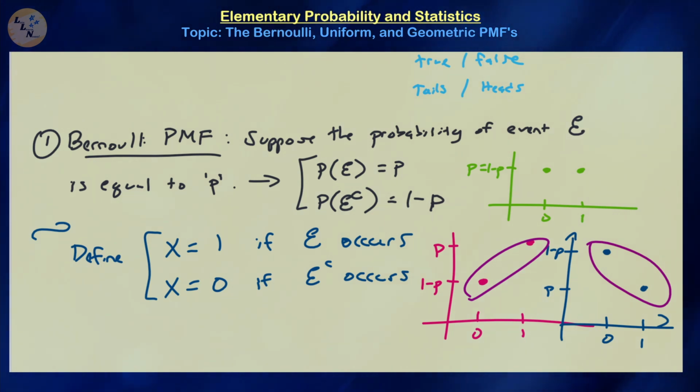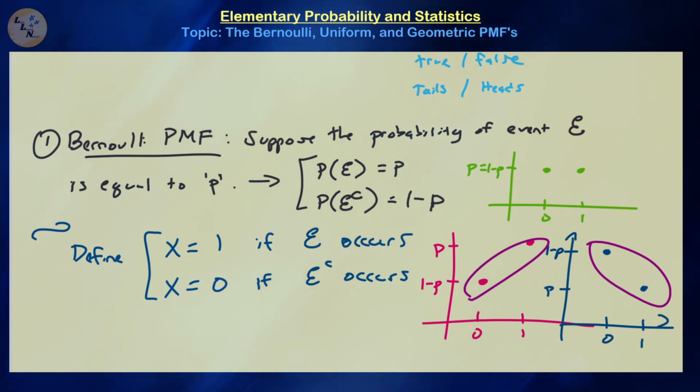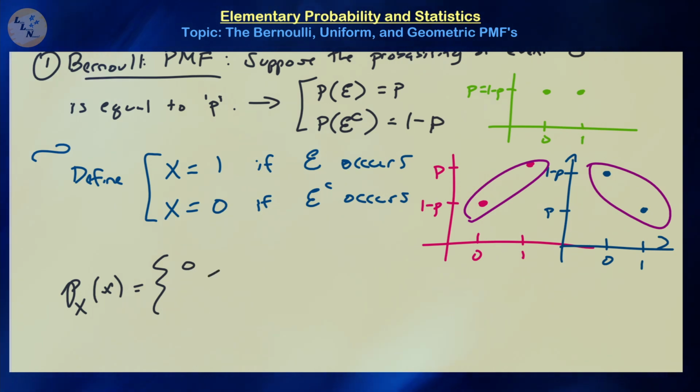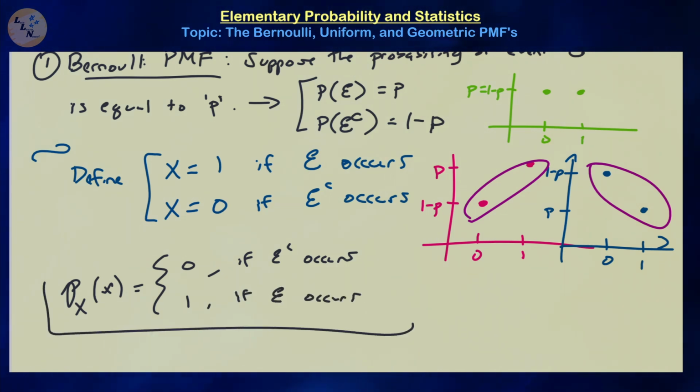But generally, the Bernoulli probability mass function takes these three possible shapes, right? And generally speaking, we usually don't work with the probability mass function on its own, but this is in fact what it is. So we usually write P capital X of x is going to be equal to 0 if E complement occurs, or 1 if E occurs, right? So capital X will be referred to as a Bernoulli random variable.